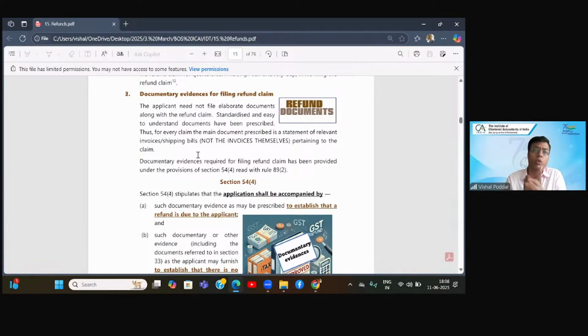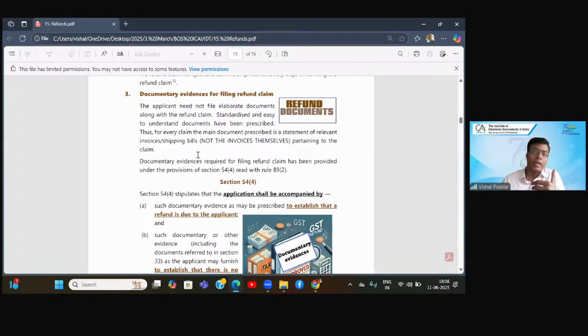Like in case of export, you have to give export documents. In case of inverted structure, you have to prove that your output rate and the input rate are different. So these are the documentary evidence to prove the eligibility of refund. The second is that you are eligible for refund. Now, what does this mean? This is from where we are going to start our today's deliberation. That is the principle of unjust enrichment.